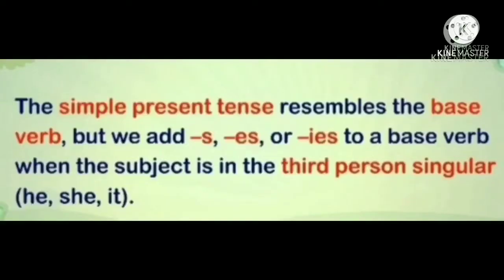In simple present tense, we use the base form of the verb. That means V1. But we add S, ES or IES to the base form of the verb when the subject is third person singular. The simple present tense resembles the base verb, but we add S, ES or IES to a base verb when the subject is in the third person singular, that is he, she or it.